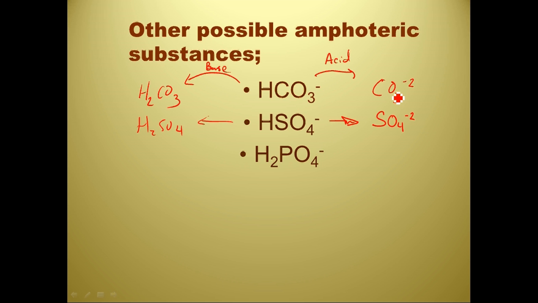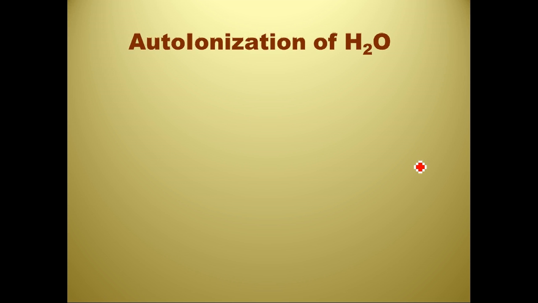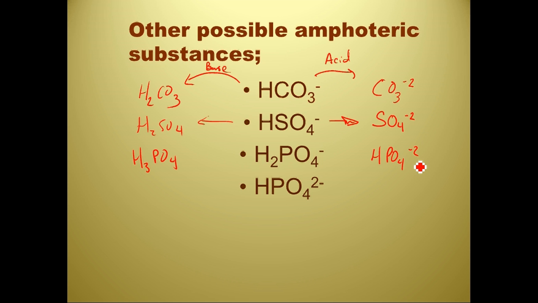H2PO4- has the same sort of options. It can become HPO4, or it can become H3PO4. Let me write that in: H3PO4, which would be phosphoric acid, or it can become HPO4 with a 2- charge if it lost a hydrogen. That's basically it for that. You don't need to memorize any of these. What you do need to know is that water is an amphoteric species. If you know that water is amphoteric, you will be good.